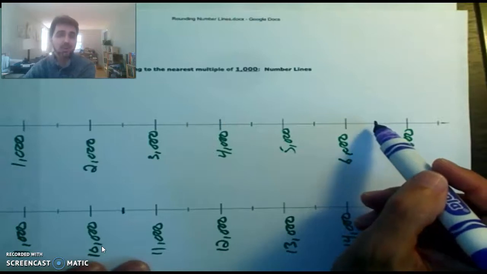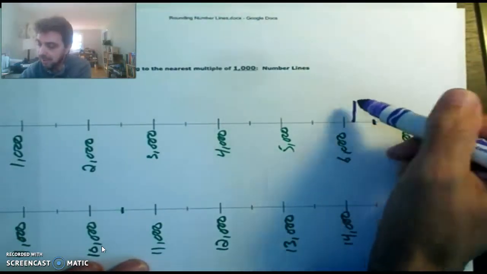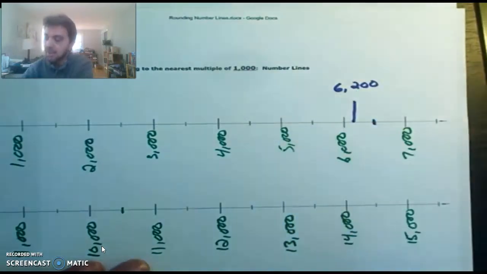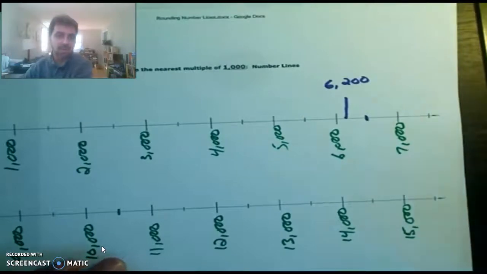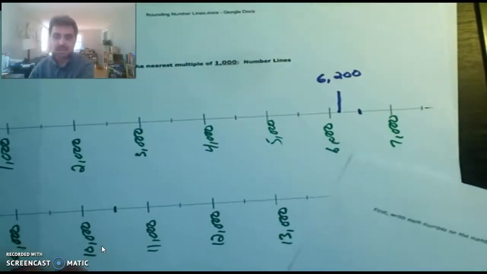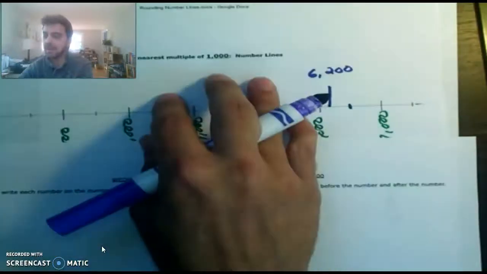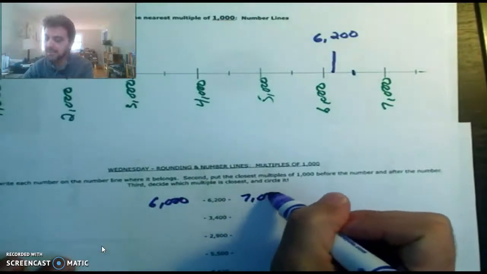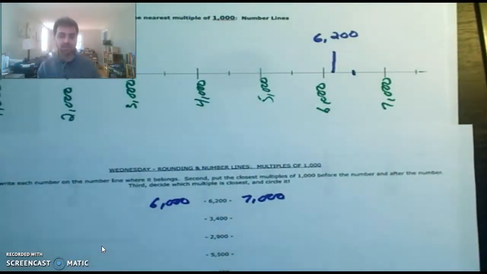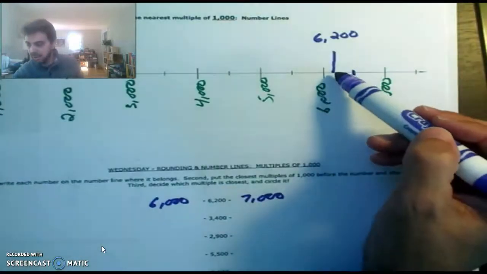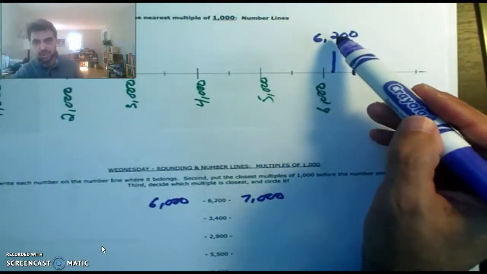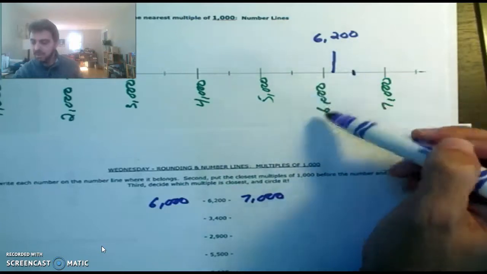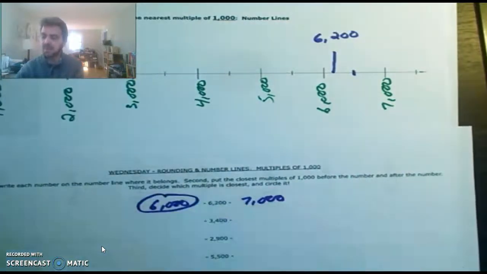So then 6,200 should go maybe somewhere like around here. We'll put 6,200. Okay? So it's between which multiples of 1,000? It's between, you can see 6 and 7,000. So I'm going to write that down. So 6,000, 7,000. All right, and which one is it closest to? Well, we can see very clearly that because there's a 2 in the hundreds place, it doesn't make it all the way to 500. So it's closest to 6,000. Okay?